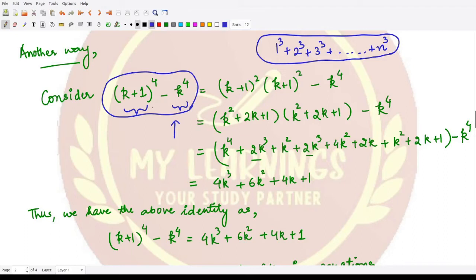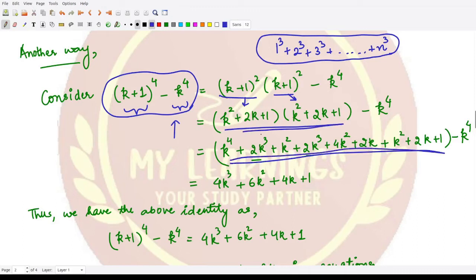So let's first of all solve this identity: k plus 1 whole raised to power 4 minus k raised to power 4. What is k plus 1 whole raised to power 4? It is k plus 1 whole square multiplied with k plus 1 whole square, minus k raised to power 4. You can expand this term and this term, then further multiply these terms, so we would have these terms over here. Then you can further simplify the terms, taking the like powers together.